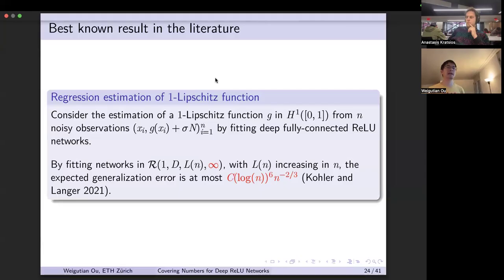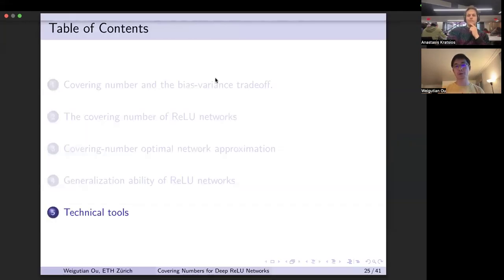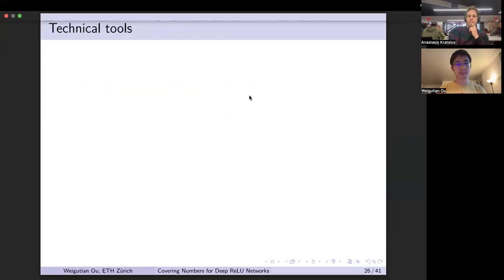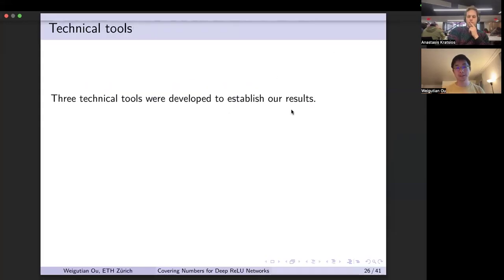So now we have characterized the covering number of neural networks and shown that neural networks can achieve some optimal approximations. And we put these two results together to characterize the generalization ability of ReLU neural networks. And in the remaining time, I would like to introduce the tools I use to prove all these results. I use mainly three technical tools.